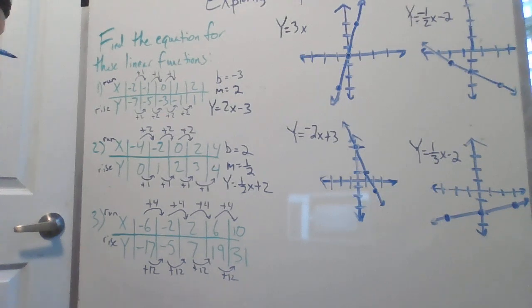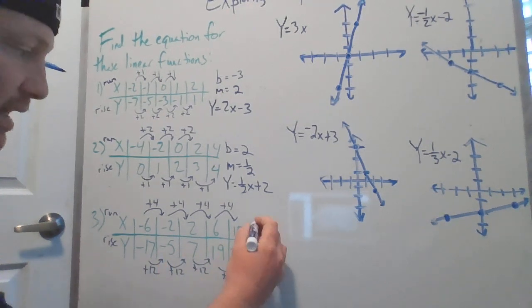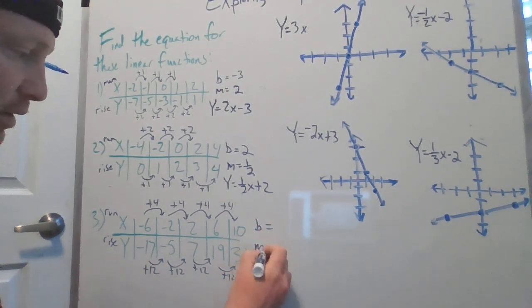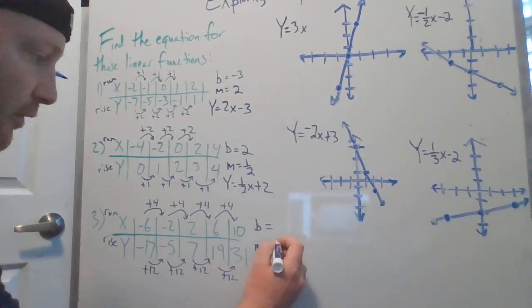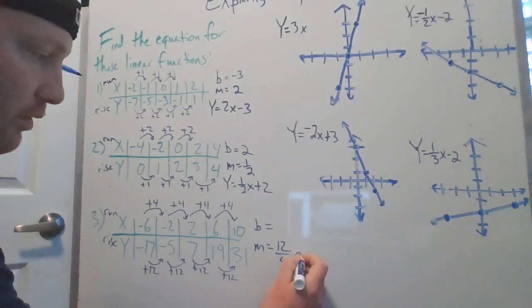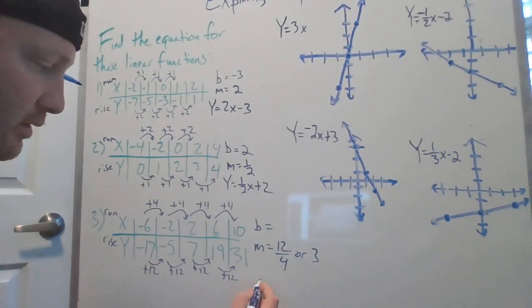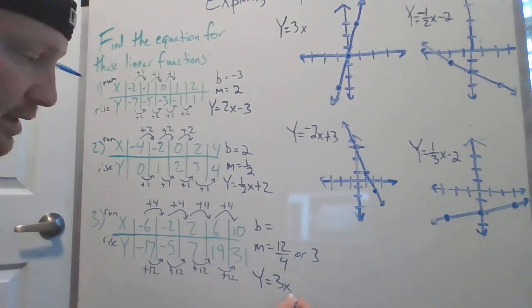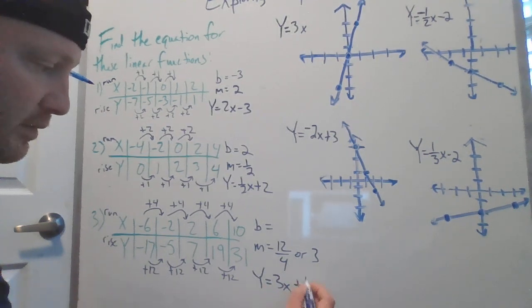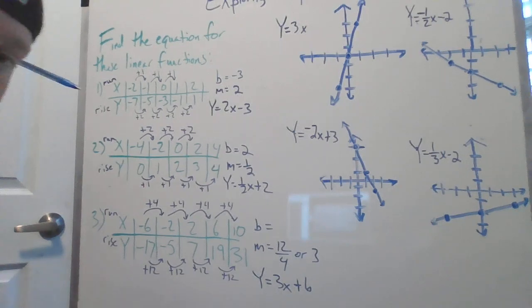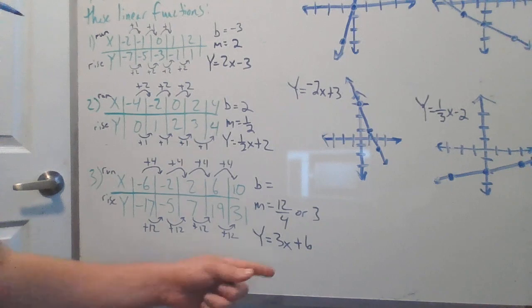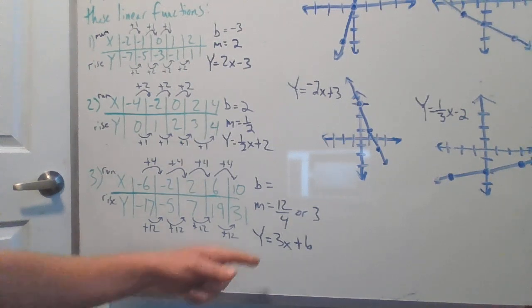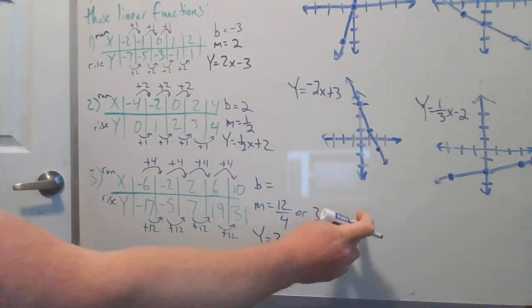So I don't know my b yet. We'll figure this out later. We know our m is 12 over 4 or 3. So far, I know my equation is 3x, and I can do plus b. Now, yesterday, I showed you guys a mathematical way to solve for b, and we can do that exact same thing if you'd like to. So I'm going to do that real quick, and then I'll do it over here to the side.